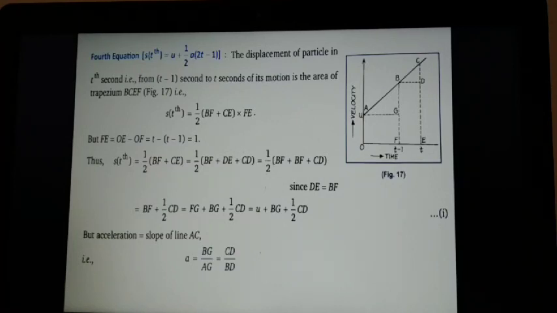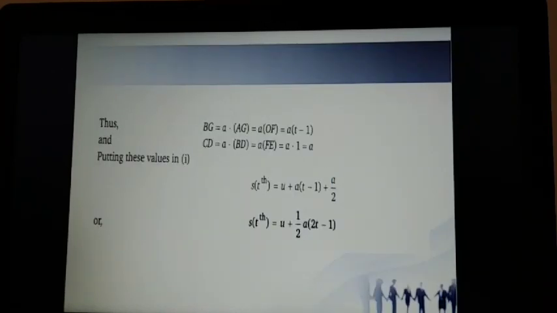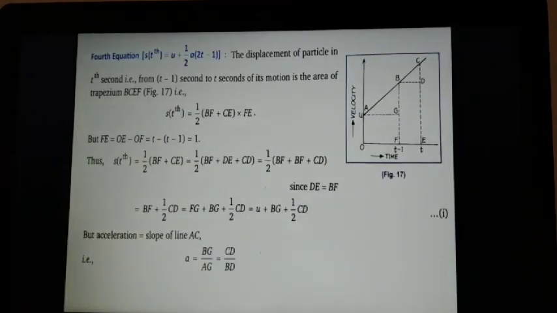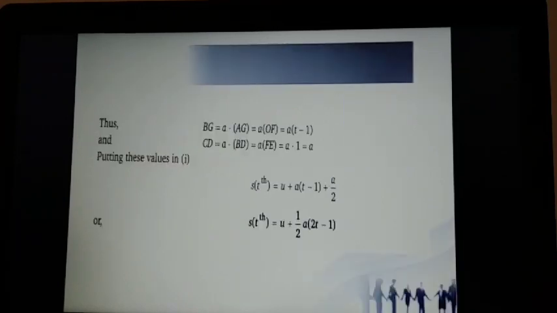From the first, A is equal to BG by AG, so you can write BG is equal to A into AG. But AG is equal to OF, which is equal to t minus 1. So BG will become A into t minus 1.